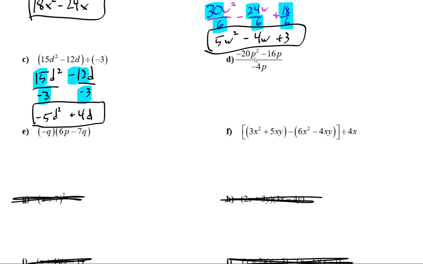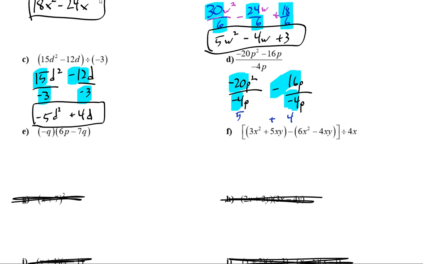Next one. I'm going to do the same thing I've been doing before. Rewrite them. And the reason I'm rewriting them is just so I don't forget to cancel out independently. Negative 20 over negative 4. That should be positive 5. Negative 16 over negative 4. That should be positive 4.